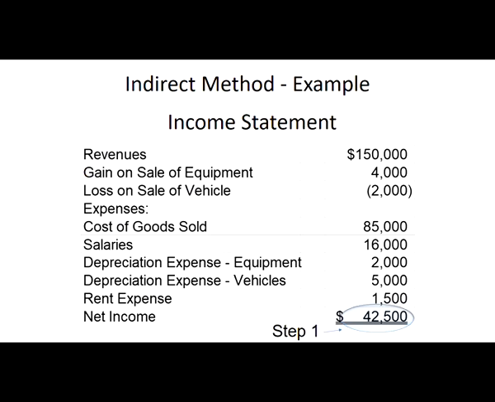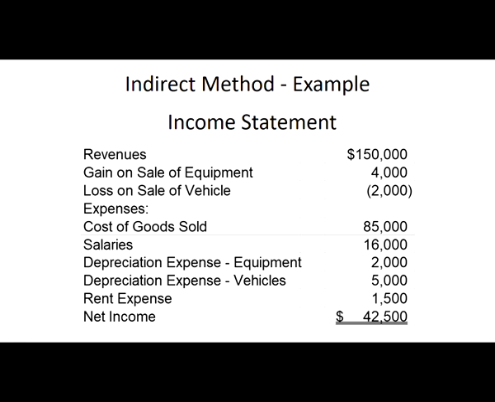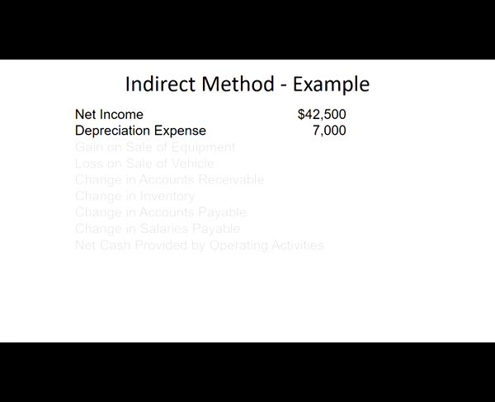All right, so step one, net income. You can see on our income statement here, our net income is $42,500. That's step one, right there at the top. Step two is depreciation expense. In this example, I am combining them together just to keep my cash flow statement somewhat more abbreviated and concise. I could have put these separately in my cash flow statement as well, just a small note. But there's step two, depreciation expense, $7,000.